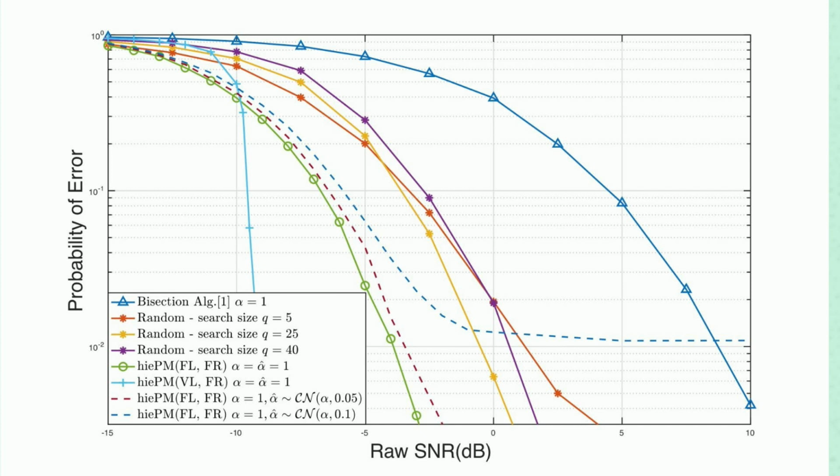And the blue is what Al-Khatib et al. did. This is Robert Heath's group. They are doing repeated binary search, right? And this is how they were scaling with raw SNR. This is probability of error. You can see the magic number in millimeter wave is around minus 10 to minus 3 dB, which is where people think the operationally interesting SNRs are. And you can see that the error probability here was very, very bad, right? This is the best at the time.